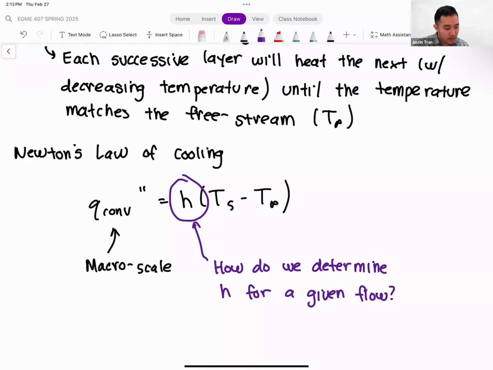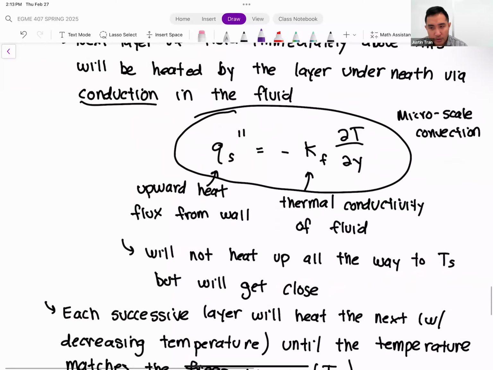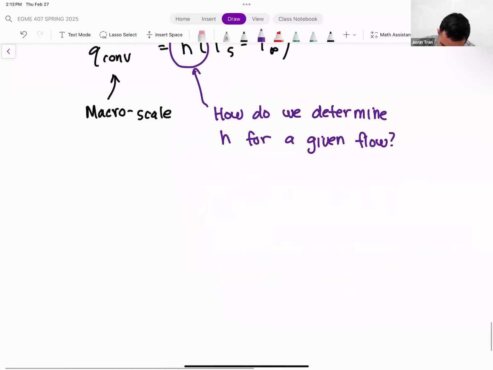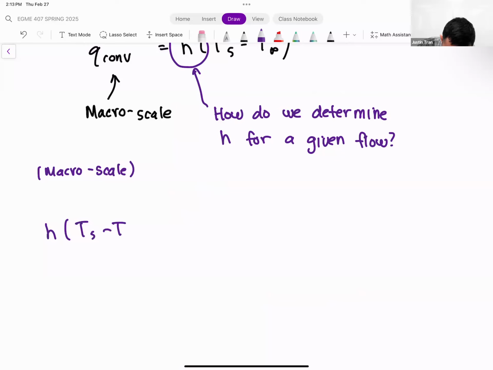And there's a lot more to say to that. It's going to depend really on the situation that you're in. But before we leave today, let's make a connection between this macro scale understanding of convection and the micro scale that we've spent a whole bunch of time on today. So let's set these two expressions equal to each other. On the one hand, we have the macro scale, which is h times Ts minus T infinity.